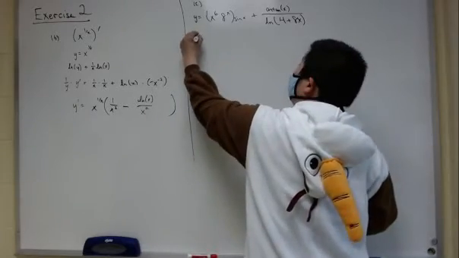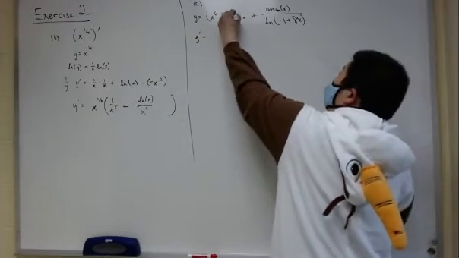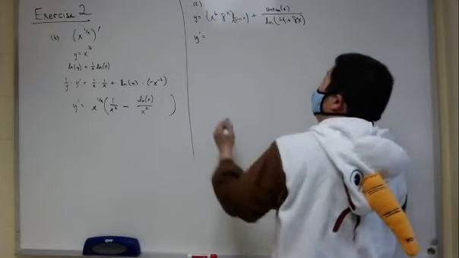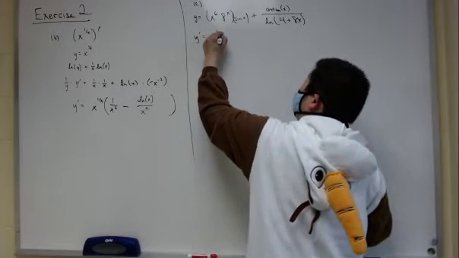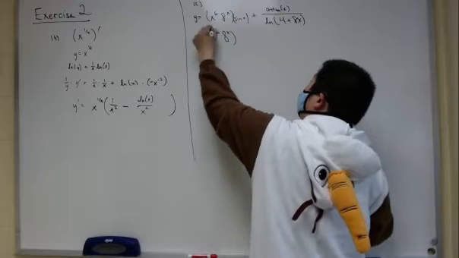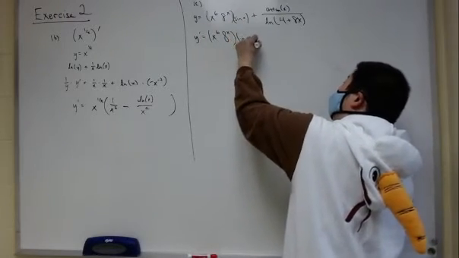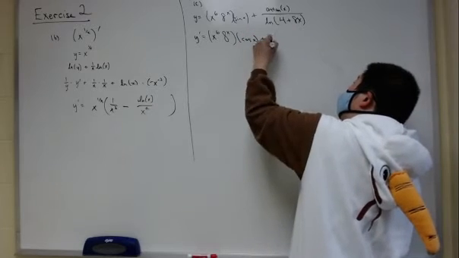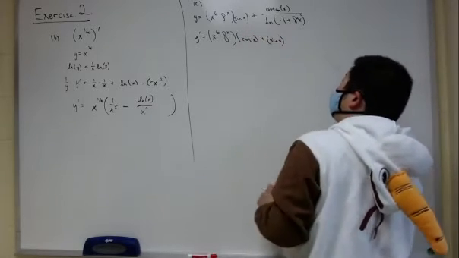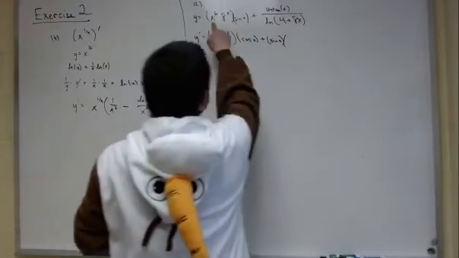So what's y prime? Well, this is a product, right? So first is this, second is that. So we've got the first, x to the 6 times 8 to the x, times the derivative of the second, and the derivative of sine of x is cosine of x. Plus the second, sine of x, times the derivative of the first. So we need to differentiate x to the 6 times 8 to the x.